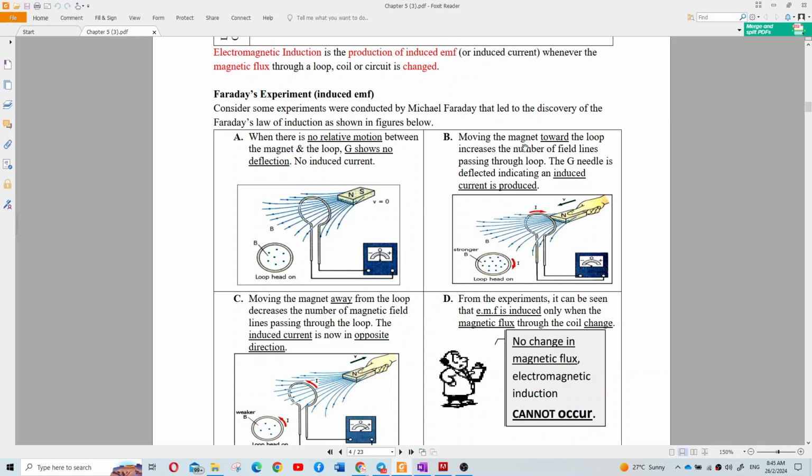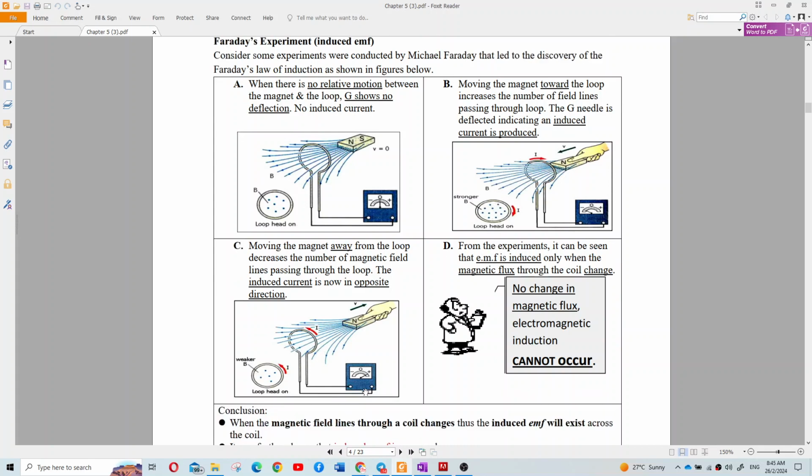Unless you move the magnet towards the coil or away from the coil. If you move the magnet towards the coil, then your flux increases. If you move the magnet away, then the flux decreases. You get a change of flux, and only then do you get an induced current.